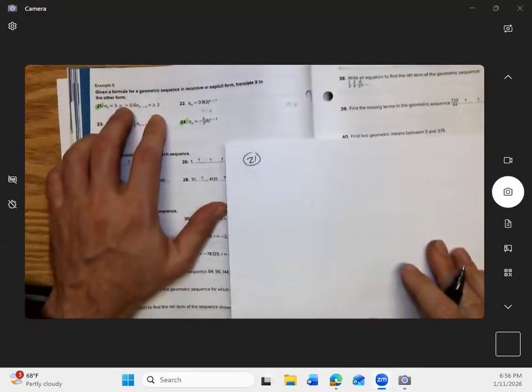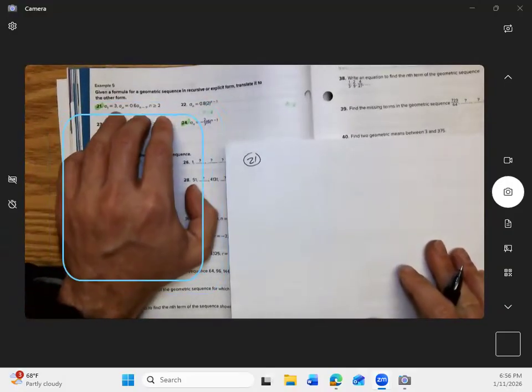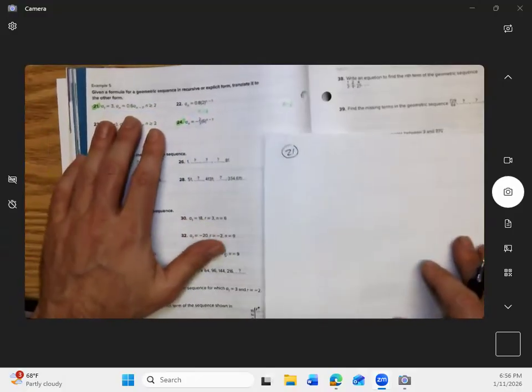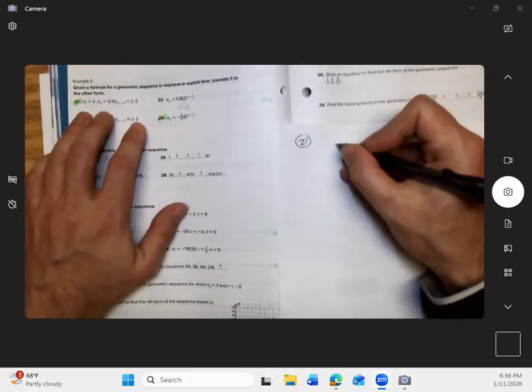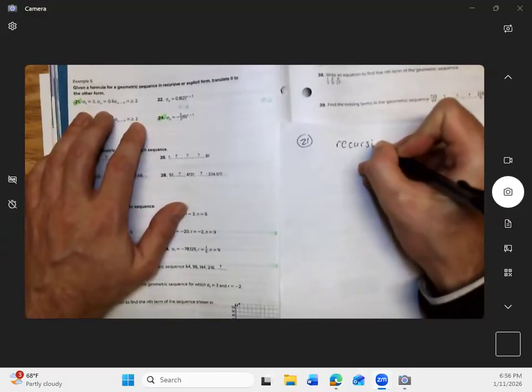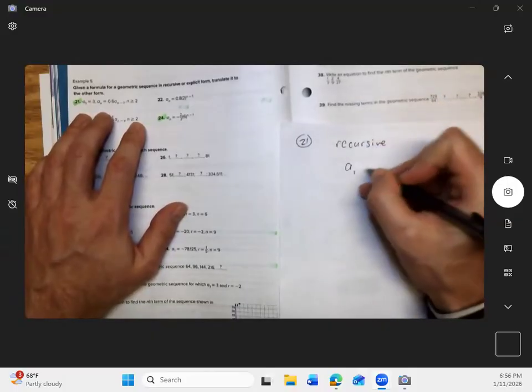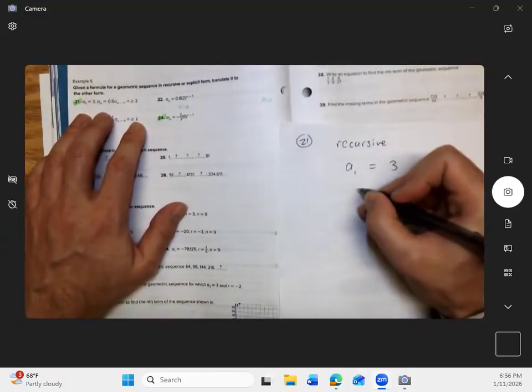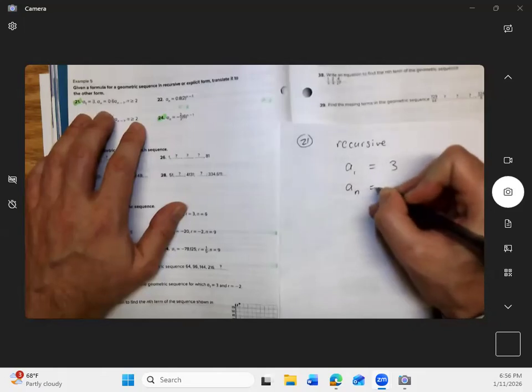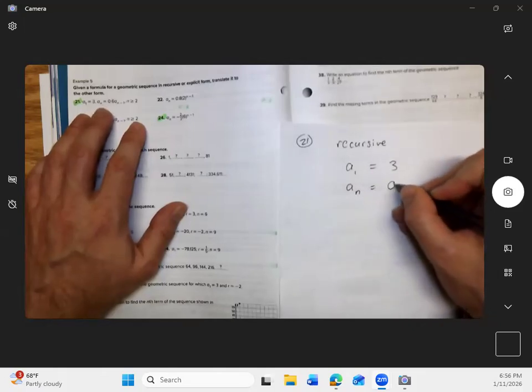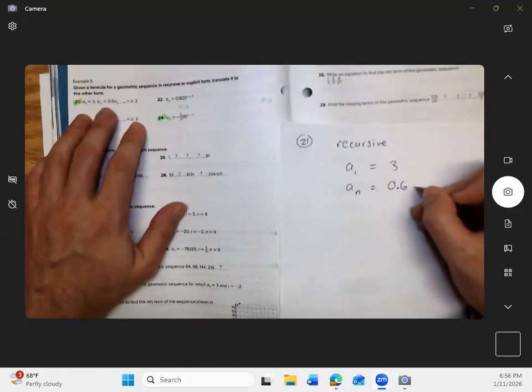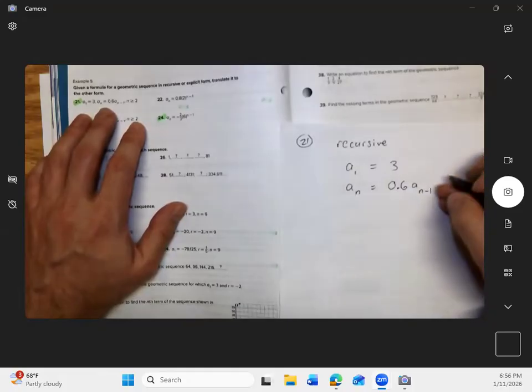Given a formula for a geometric sequence in recursive or explicit form, translate it to the other form. Oh, yeah. Okay. So it looks like they gave us recursive here. They're saying A1 is equal to 3, and then A sub n is equal to 0.6, which was 3/5, by the way, times A sub n minus 1, which is the previous term. Okay, and then of course for n greater than or equal to 2.